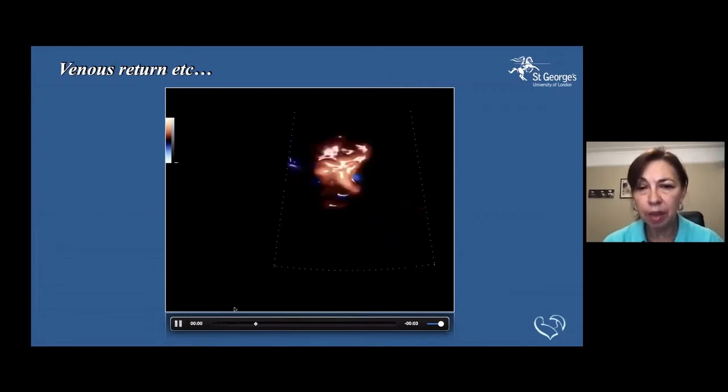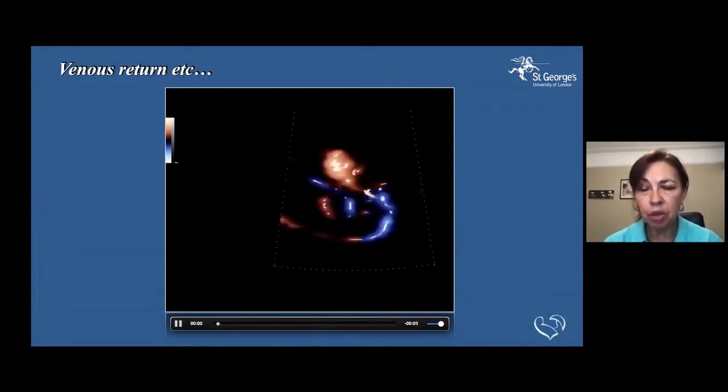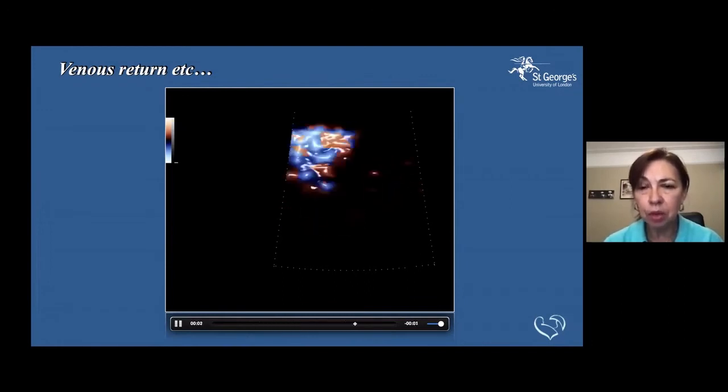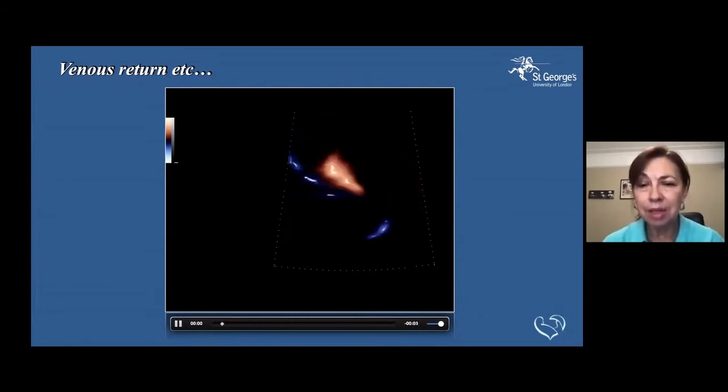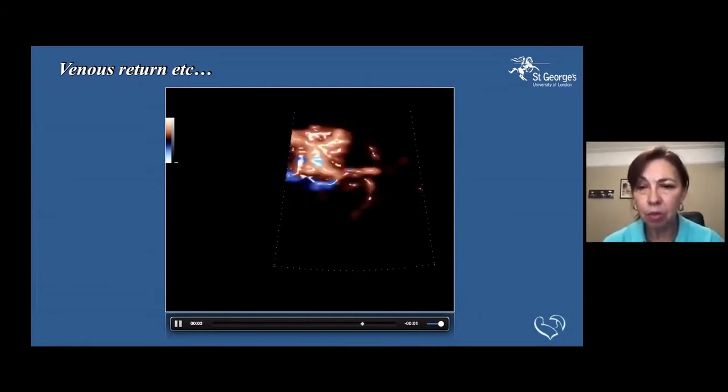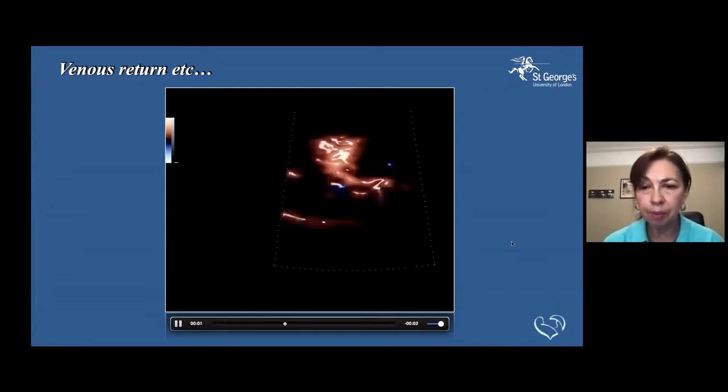So I just let it play again, because it's such rich information about the details, which of course, if we know that, it will facilitate understanding all the venous returns when we have abnormalities of the heart. So beautiful here, the azygos joining the superior vena cava.